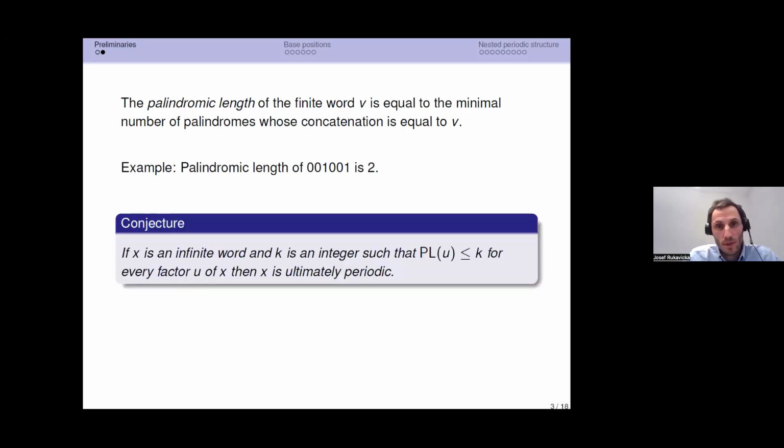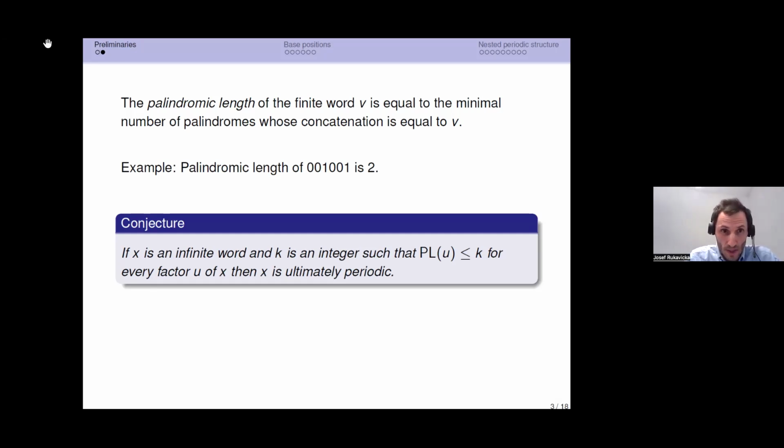And then in 2013, the following conjecture was presented. If x is an infinite word and k is an integer, okay, sorry, the function PL is the palindromic length of the word in the brackets, of the word u. I didn't state the definition.